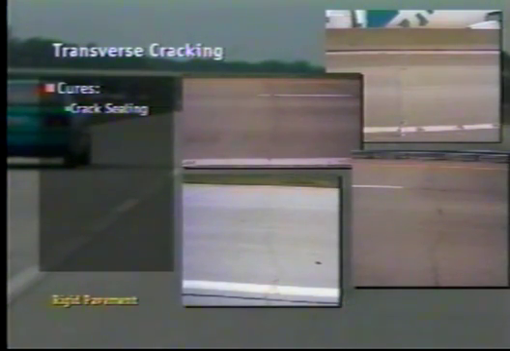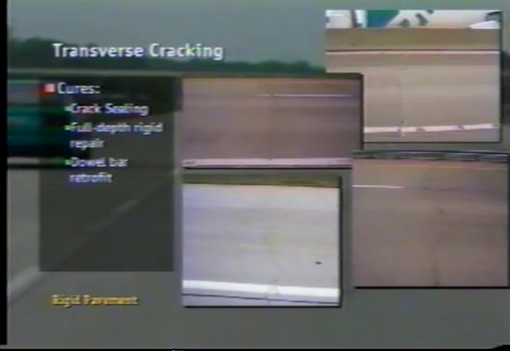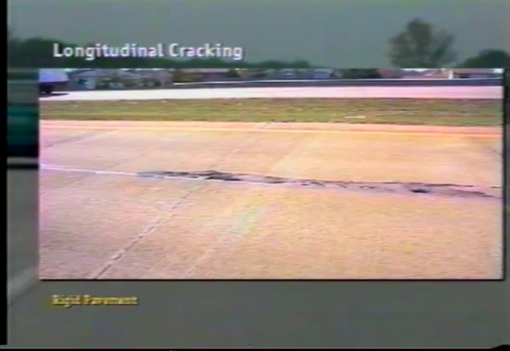Several cures can be applied to transverse cracks in concrete, including crack sealing, full-depth rigid repair, and dowel bar retrofit. Longitudinal cracking is very similar in nature to the transverse problems we just discussed. The primary cause of a longitudinal crack is waiting too long to saw the center joint after placing the concrete.